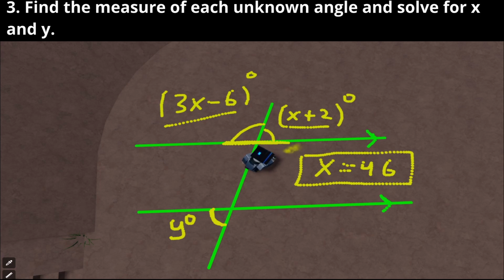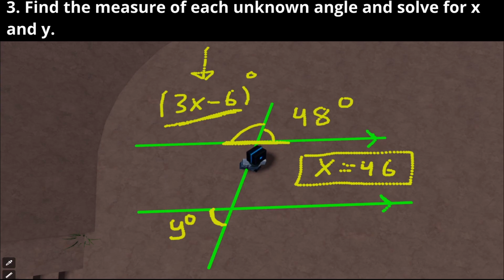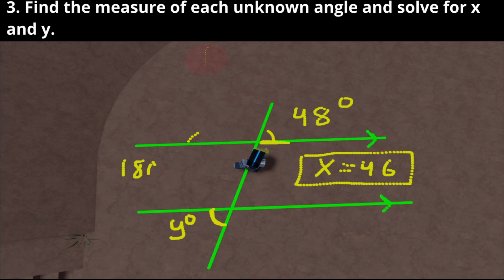So now what I can do is I can find these two measurements here. So x plus 2, that's very easy. 46 plus 2 is just 48. And then to find what 3x minus 6 is equal to, I could plug in 46 into that equation and see what it is, but I could also do something easier. I know that these are supplementary angles, right? So all I know is that 180 minus 48 must get me whatever this angle is. So that's another easy way you can do that. And 180 minus 48 is equal to 132 degrees. So I can just erase all of this here. And I know that this is just 132 degrees.